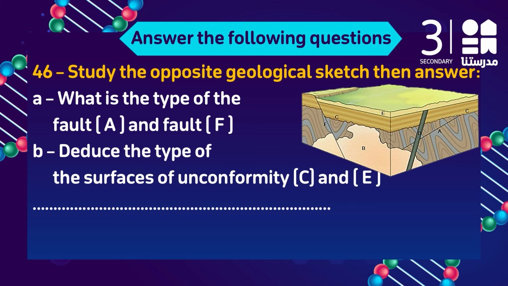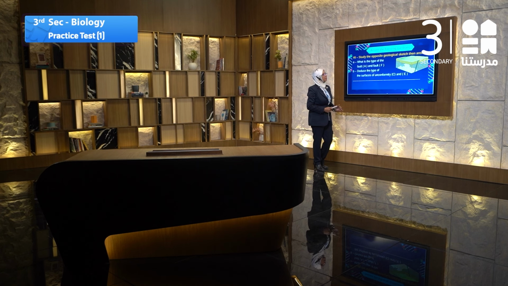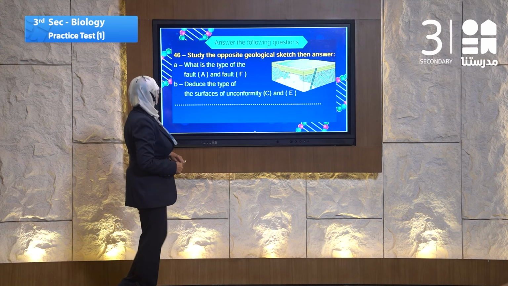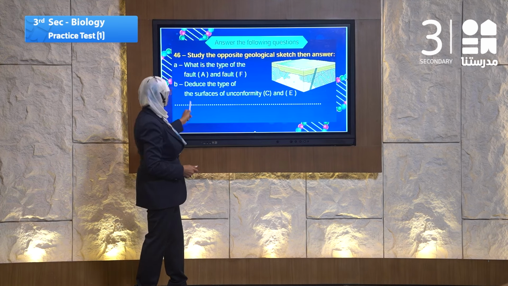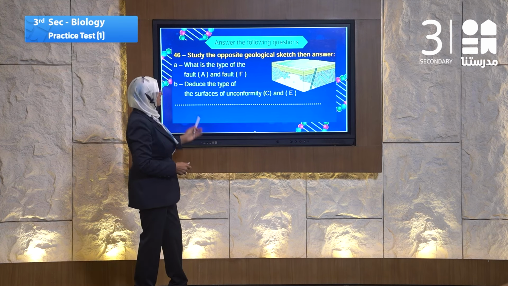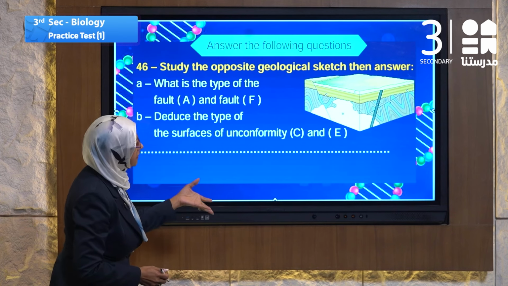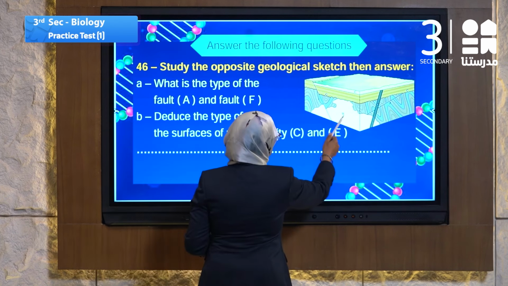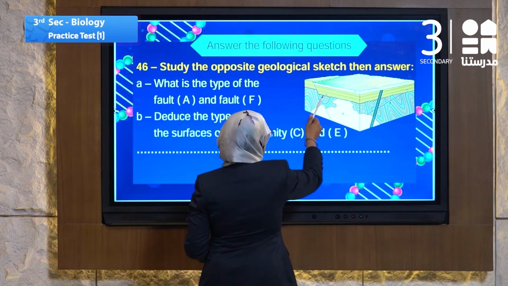Question about the study of the opposite geological sketch, then answer. The question number 46 is back to earth science, back to earth science with an essay question. This essay question consists of 4 parts. The first part speaks about the type of the fault, and the other part consists of unconformity surface. When we see this figure, it has many letters, about A, B, C, and the other C, A, and F, and D.